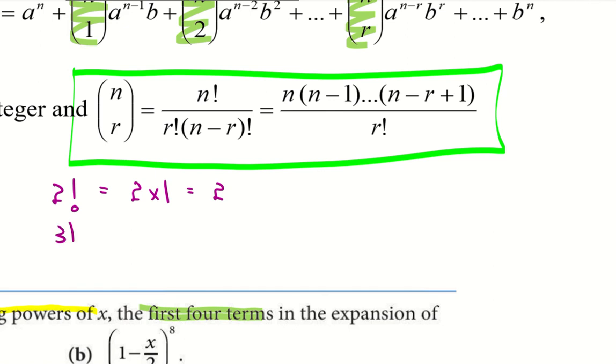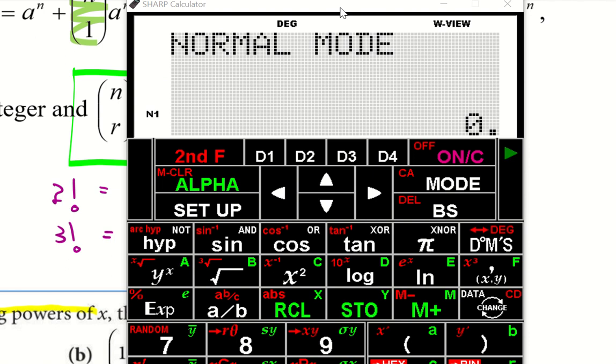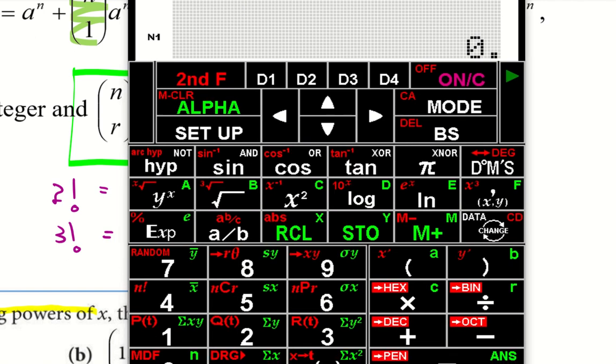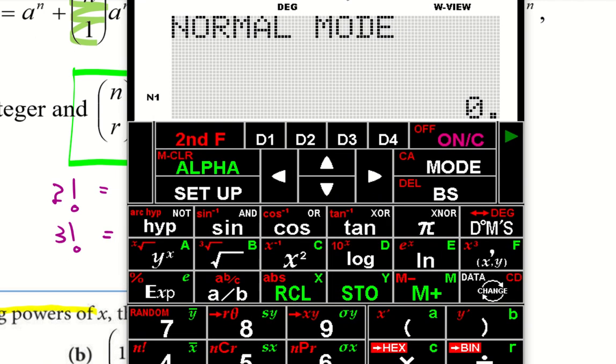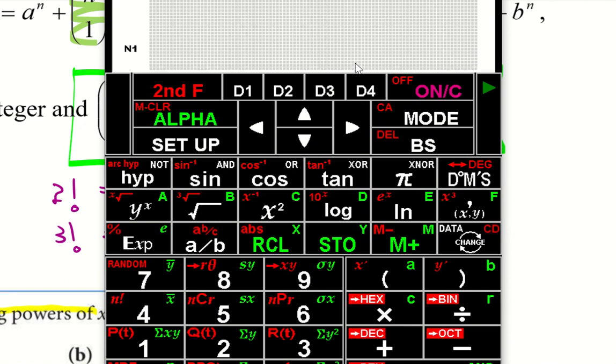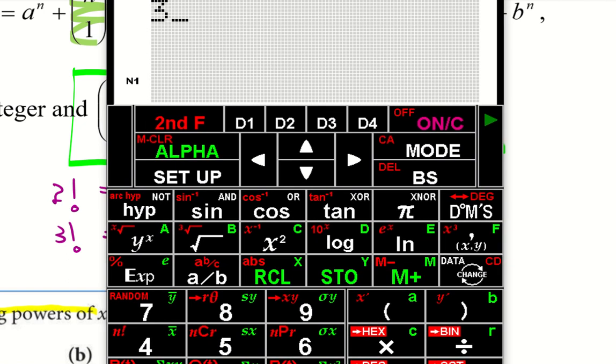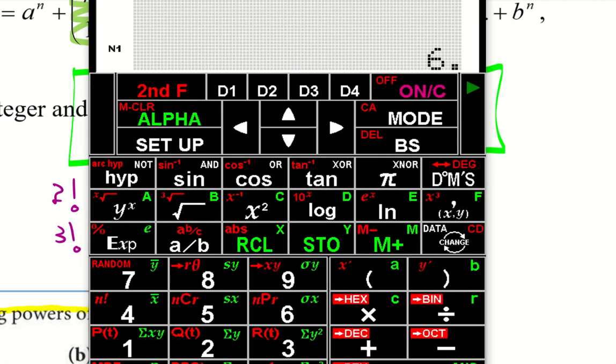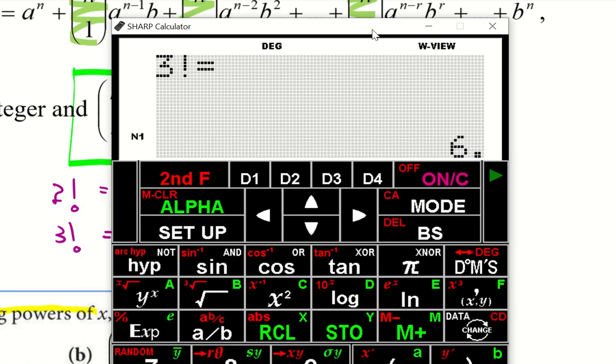Similarly, 3 factorial. This has the same meaning as 3 times 2 times 1, which is 6. So if I want to press a calculator for 3 factorial, very simple. I press number 3. After that, I look at the button number 4. There's a factorial symbol. Shift number 4. So I have a 3 factorial. Then after that, I press the equal sign. I should be able to get 6.